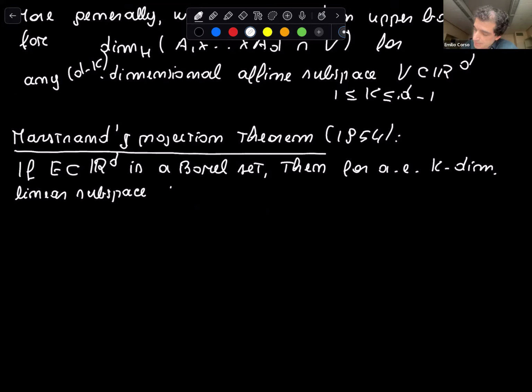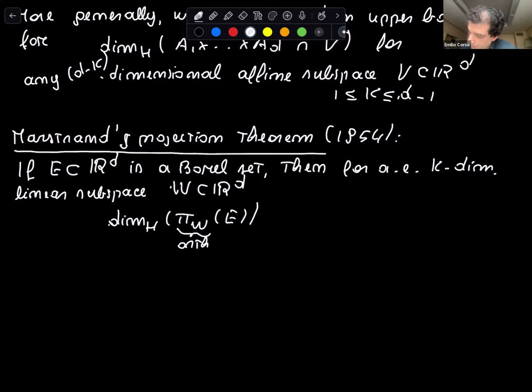k-dimensional linear subspace W, we actually have equality, namely the dimension of the orthogonal projection onto W of E. This is orthogonal projection. It is the infimum, the natural upper bound.